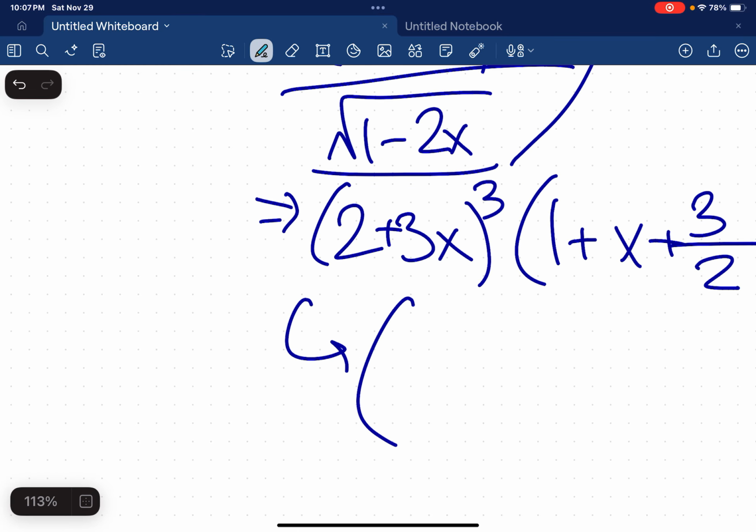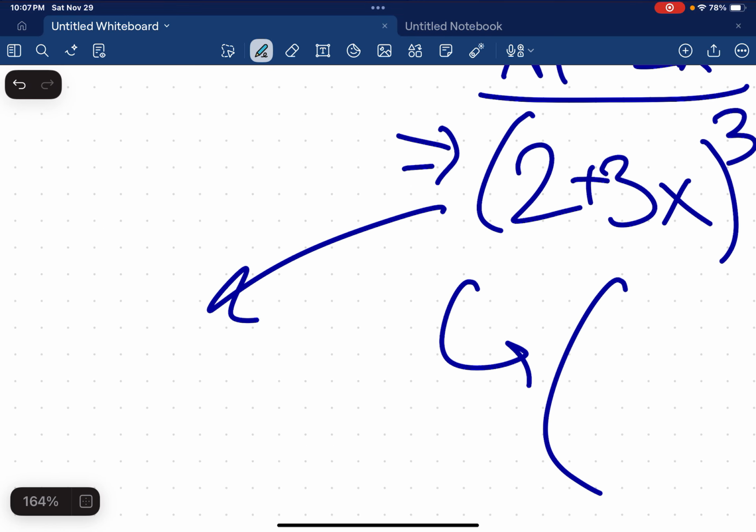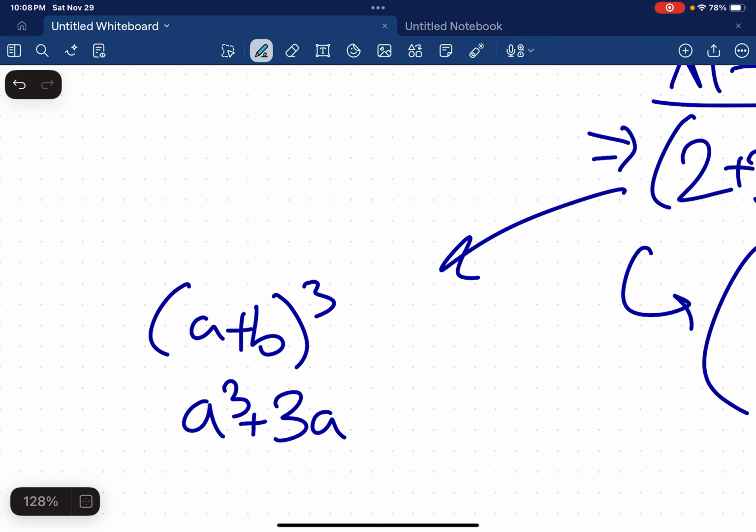And expanding this out, here we're just going to use Pascal's triangle to solve this. Remember that for any term that's going to look like this, it's going to be equal to a cubed plus 3a squared b plus 3ab squared plus b cubed.